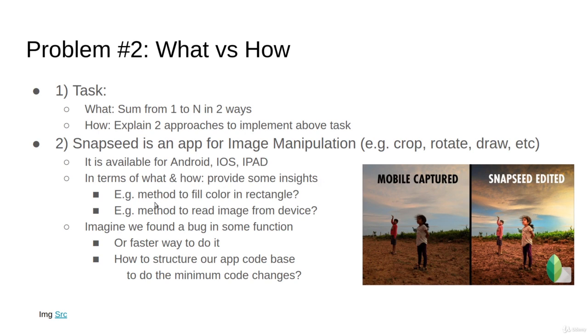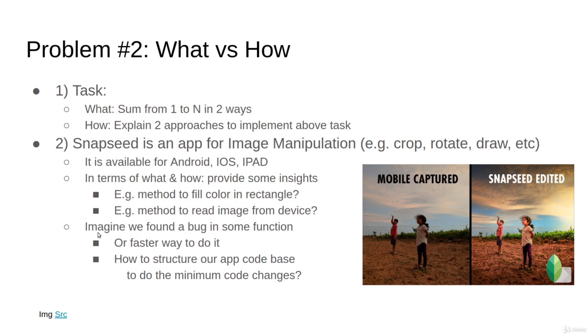For example, a method to fill color in a rectangle, the what and the how. A method to read an image from the device, what and how. By what we mean the task itself, like here, the task is summing numbers from 1 to n. So I don't care about how this function is implemented. We can implement things in different ways.